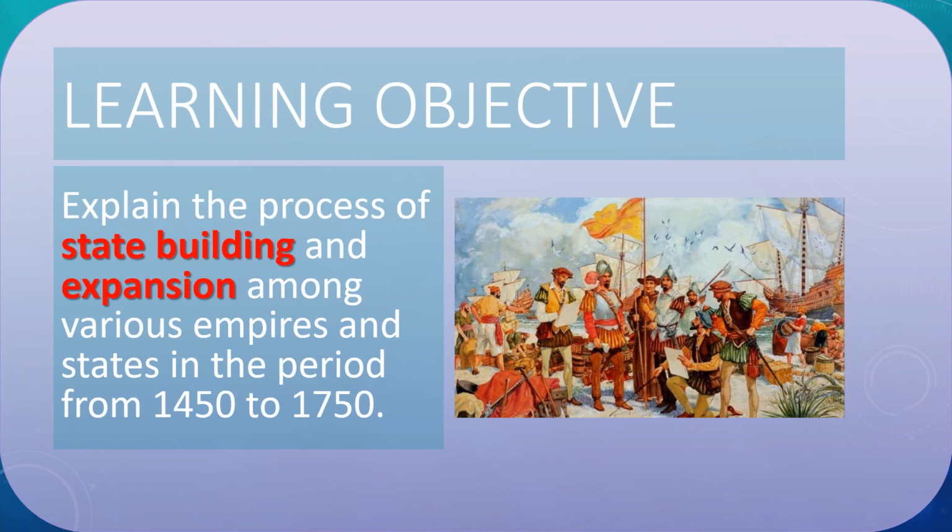So what's our learning objective here? Explain the process of state building and expansion among various empires and states in the period from 1450 to 1750. So we've looked at a lot of the how, a lot of the why, a lot of the cause and effect of exploration and expansion. And then we've focused really heavily on one very important effect, the Columbian Exchange, and how it affected these different continents of the world. Now we're going to look at the process of how it was that states built, expanded, and maintained their power.